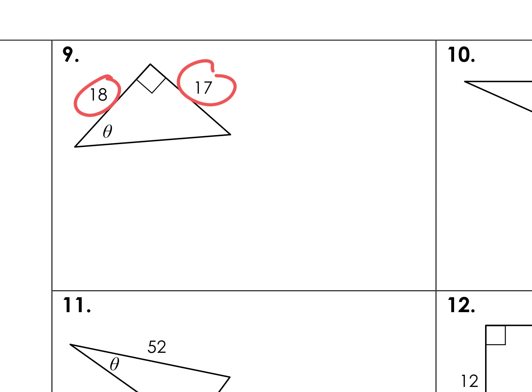If you have opposite and adjacent, you either have to use tangent or cotangent. Most of us will stay pretty conservative and just use tangent.